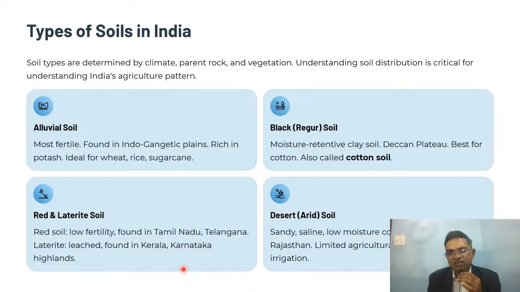Then deserts, it is an arid soil. It is very sandy, saline, and low in moisture content, found basically in Rajasthan, Thar. Okay, then limited agricultural use without proper irrigation. So these are the types of soils in India.